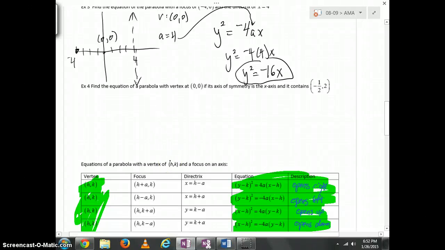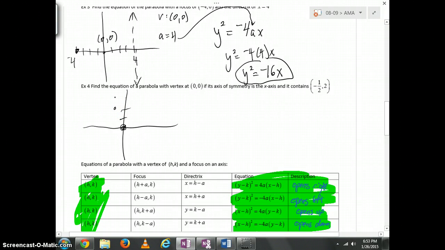Okay, continuing with lesson 10.2, let's look at example 4. Find the equation of a parabola with a vertex at 0, 0, if its axis of symmetry is the x-axis, which by the way, of course, is a horizontal line, and it also contains the point -1/2, comma 2. So really what we see here is a parabola that has a vertex over here. -1/2, comma 2, of course, is going to be a point roughly up here somewhere.